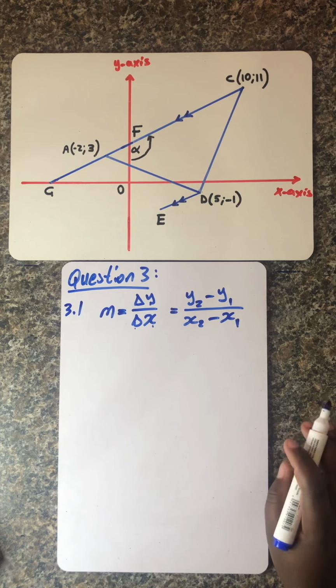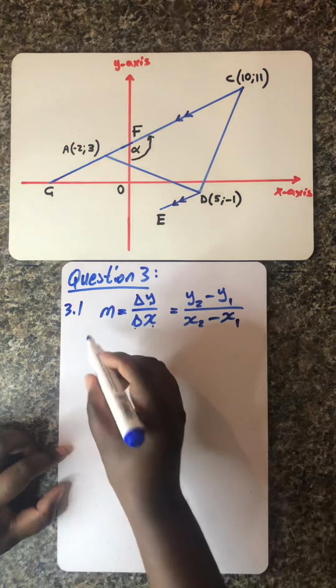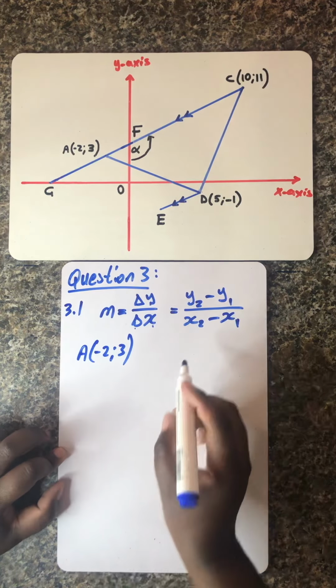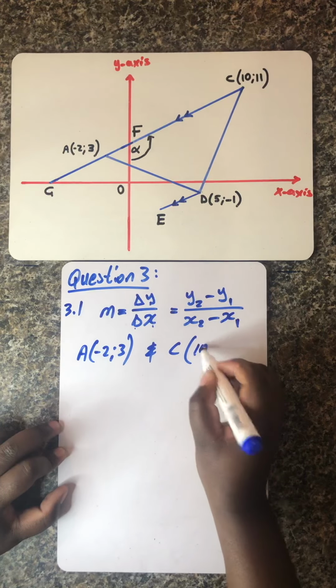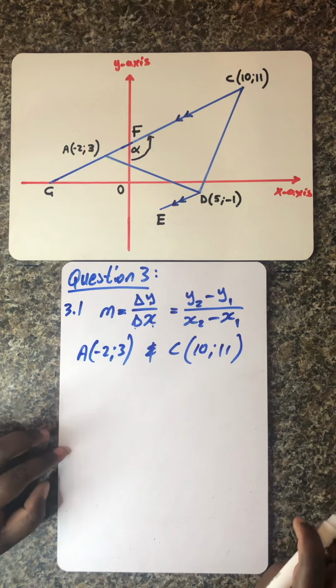So now they want the gradient between which points, ladies and gentlemen? Between A and C. Okay, so these are the coordinates of A, which is -2 and 3, and again the coordinates of C, it's 10 and 11. Okay, so very, very much important, ladies and gentlemen, which points are you going to use as the y1 and the y2, x1 and x2.